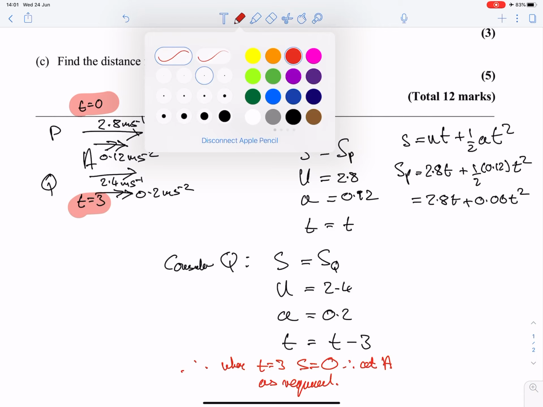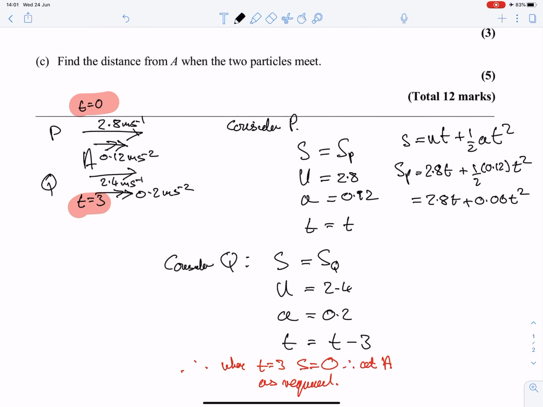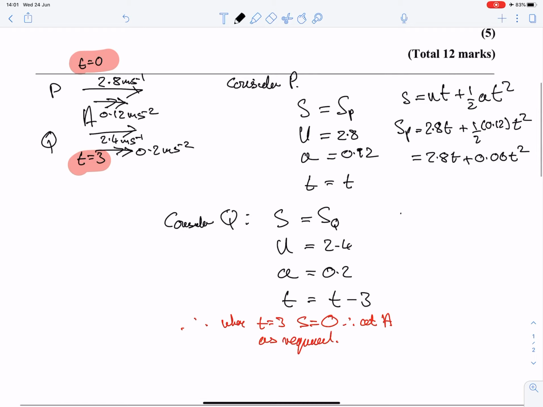Okay. So now we can go SQ equals U, 2.4 lots of T minus 3. I'm just going to move that across a bit because I'm running out of space. So I'm going to start here. SQ equals U, which is 2.4 lots of T minus 3, because that's the time for Q, plus a half A, which is 0.2, T squared. So that's T minus 3 squared.